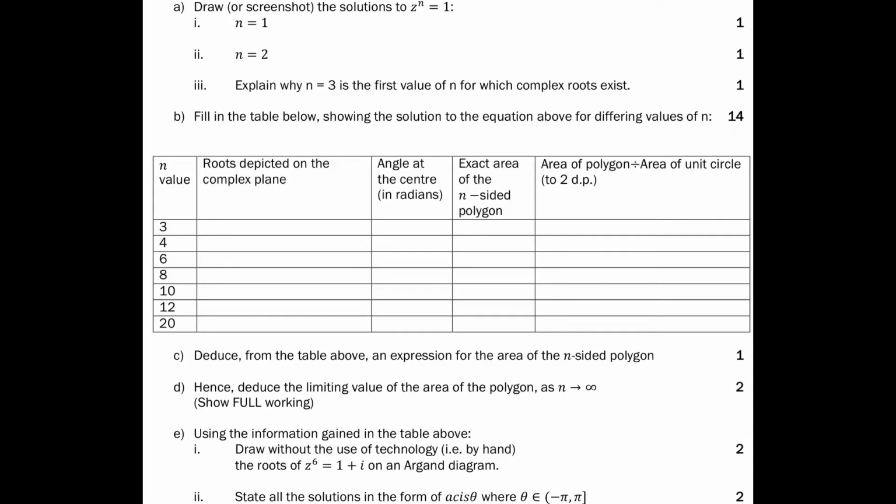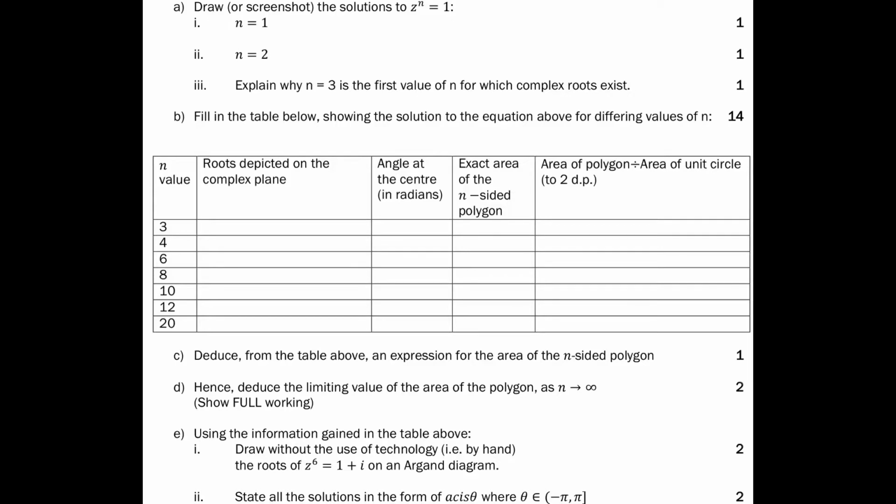Part C then says deduce from that table an expression for the area of the n-sided polygon, which is that interesting proof that I mentioned at the beginning. Then part D says hence deduce the limiting value of the area of that polygon. So as n goes to infinity, what would the area of an n-sided polygon tend towards?